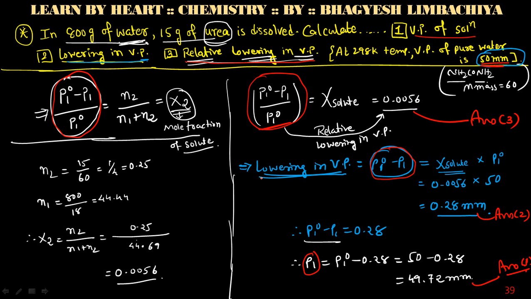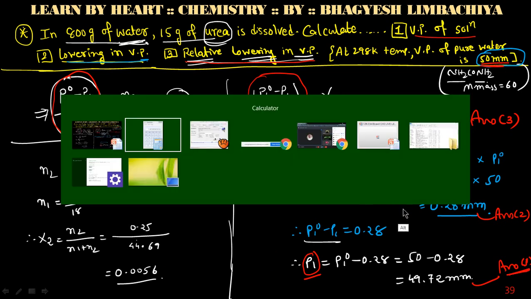Sometimes you will be asked the lowering in vapor pressure, which means P10 minus P1. At that time P10 is needed. And the third thing is P1. Okay, so it is done now.